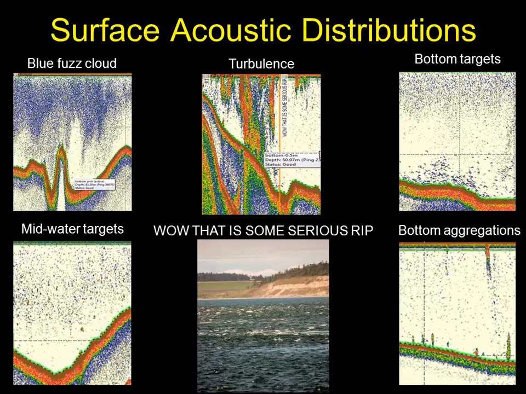the comment written on the upper middle is, wow, that is some serious rip, and there's a photograph just to show you the dynamic turbulence that we could see expressed right at the surface, and you can see that it's going down to the bottom 50 meters below the surface. Next slide, please.